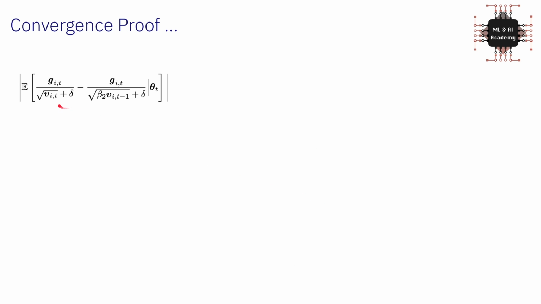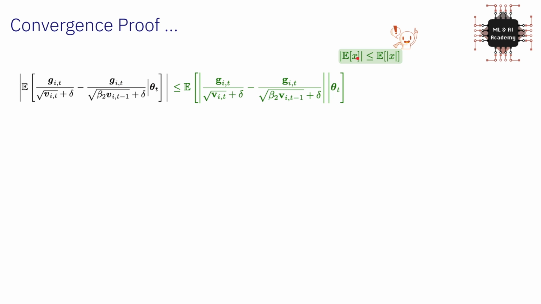Right. So we have the absolute value of the expectation of g_{i,t} over square root of v_{i,t} plus delta minus g_{i,t} over square root of beta 2 v_{i,t-1} plus delta, given theta_t. And we know that the absolute value of the expectation of x is less than or equal to the expectation of the absolute value of x. And this is easy to prove. Maybe you can practice that, just take that as an exercise, how to prove this. And then what we can do is apply this property here, which will allow me to rewrite the absolute value of the expectation as less than the expectation of the absolute values. And now we're just going to focus on this term right here.